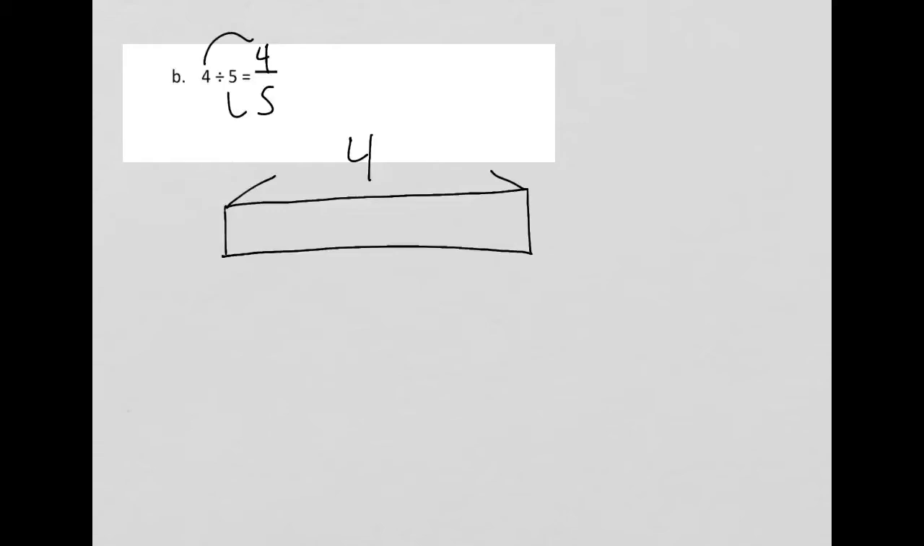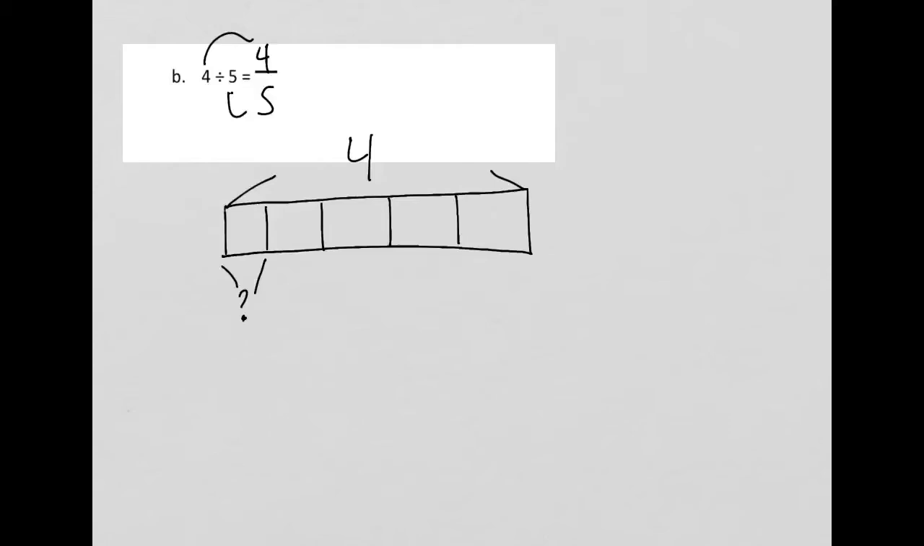Now I'm taking those 4 things and I'm splitting them into 5 groups. 5 because that's my divisor. So I'm going to take my 4 and I'm going to split it into fifths. So 1, 2, 3, 4. I now have 4 lines, 5 pieces, and I want to know what this one piece is worth. What is 4 divided by 5?